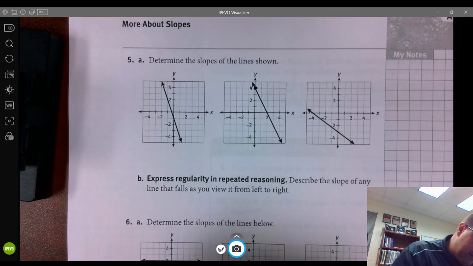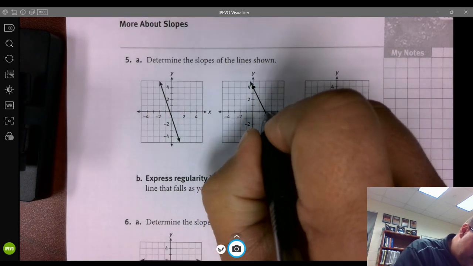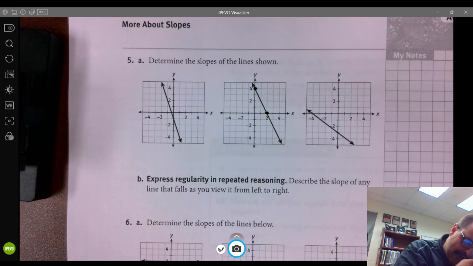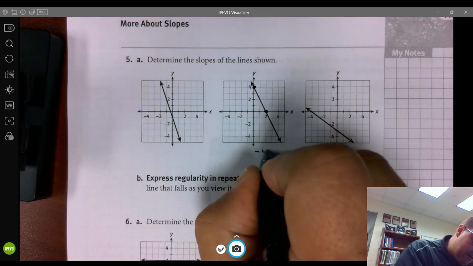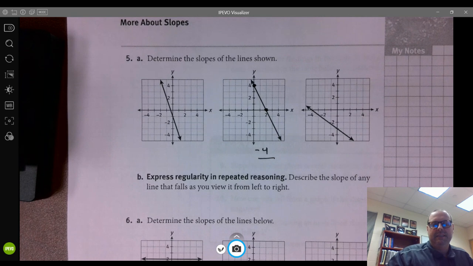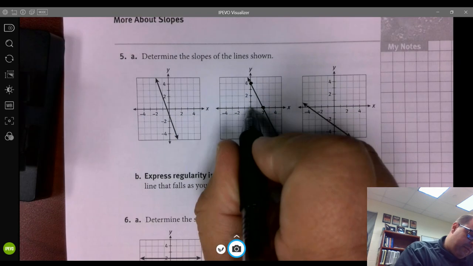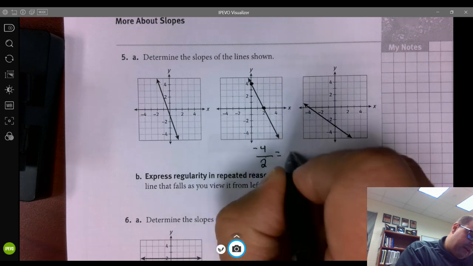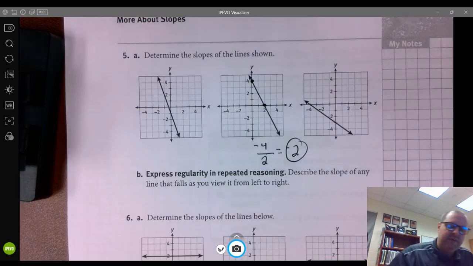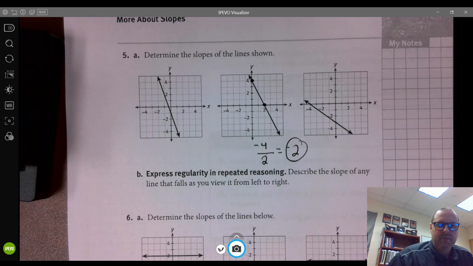This jumped out at me that at (0, 4) I have a point, and I'm going to go to here at (2, 0). So I went down 1, 2, 3, 4. Now be careful, if I'm saying I went down, that's negative 4. And then I went to the right 2, that's positive 2. So negative 4 over 2 would actually simplify to be negative 2. Okay? So it's the same process.